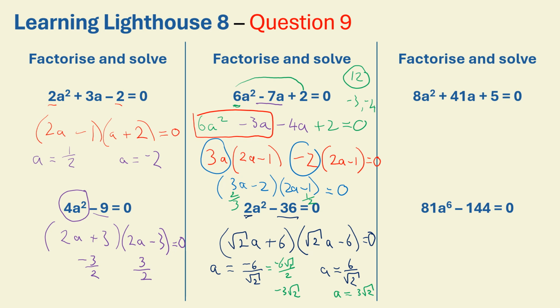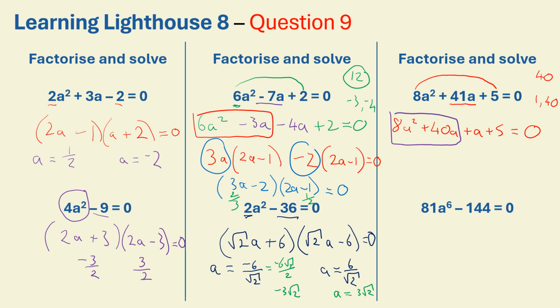Okay, working from this one. 8. Well, we could have 2 and 4, 1 and 8. I'm going to go with the guide method to hopefully get there in an algorithmic way. So we've got 40. Oh, that's easy because it says 41. So it's 1 and 40. So I'm going to start off with 8a squared plus 40a plus a plus 5 equals 0.